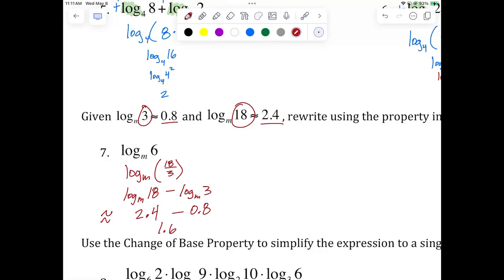Presto magic. Go, go, gadget logs. Oh, yeah. Logs make me happy.